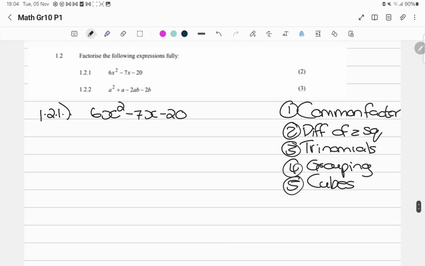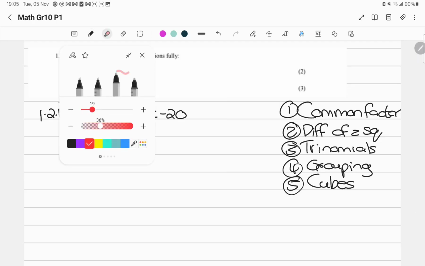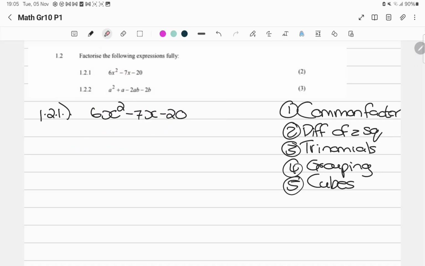Alright, so just looking at this, 6x squared minus 7x minus 20, how many terms do I have? I have 3. So I already know it cannot be the difference of two squares. I know it cannot be cubes, and I know it cannot be grouping. So then I always first check, okay, maybe there's a common factor. So is there a common factor between 6, 7 and 20? Unfortunately, no. Alright, so that leaves me with my only possible option as trinomials.